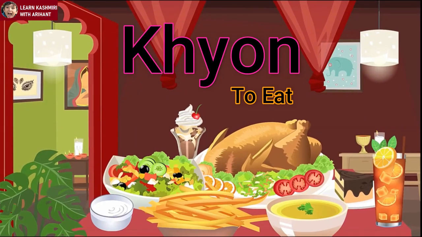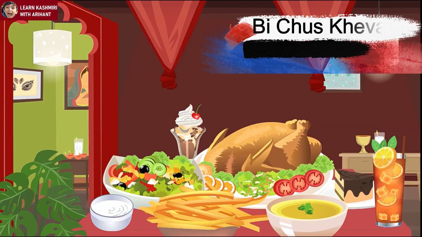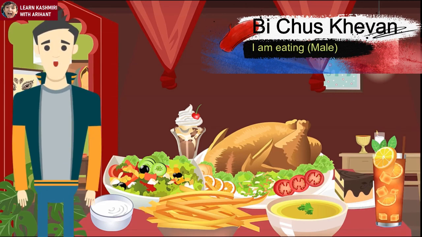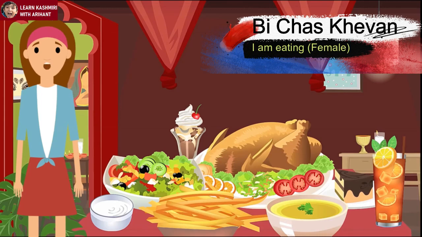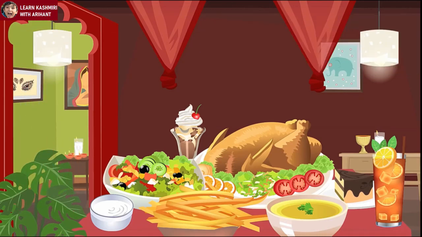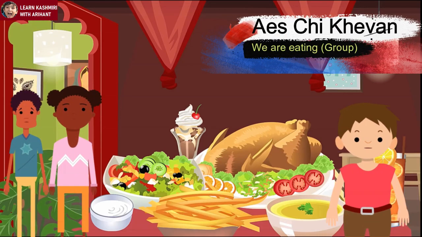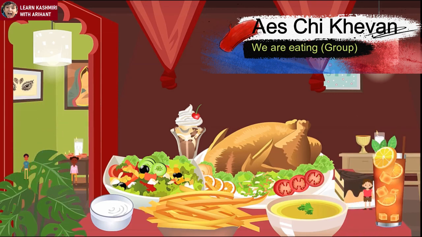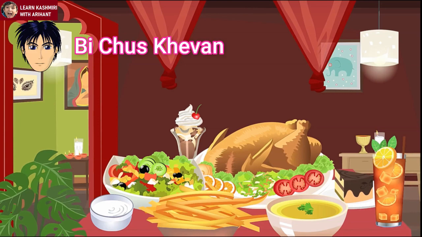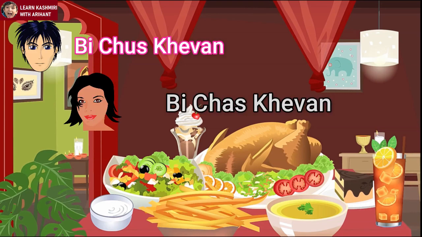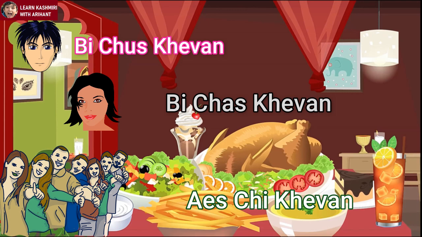To eat in Kashmiri means kyon. A boy says buchus khawan. A girl says buchas khawan, and a group of people will say asch khawan. So a boy says buchus khawan, a girl says buchas khawan, and a group says asch khawan.